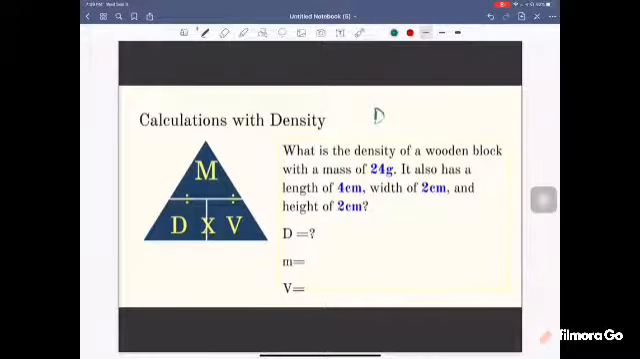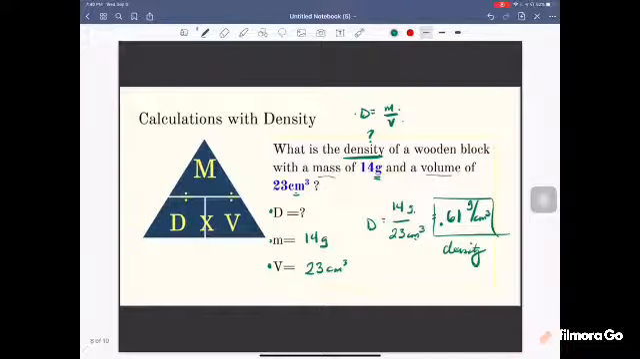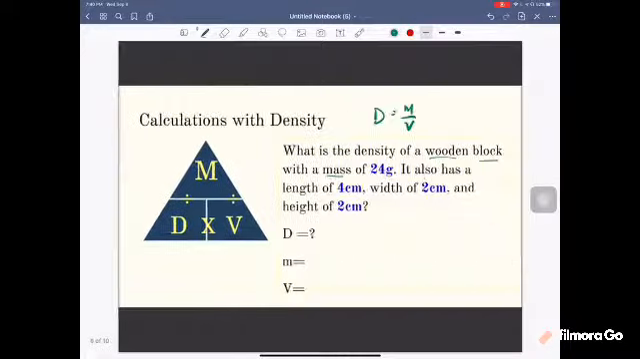We are still in the density is mass over volume world. We have another problem, another wooden block, okay? And we have a given mass, and then we also have new information. So it's different. The previous problem said a volume of 23 centimeters. This one doesn't give us volume, does it? It never says with a volume of.